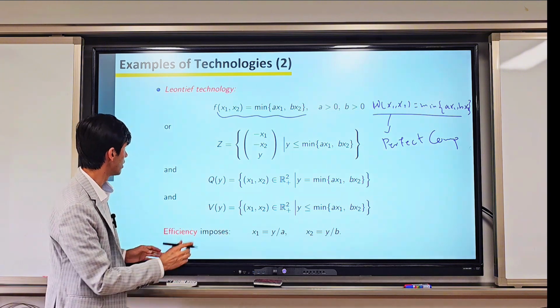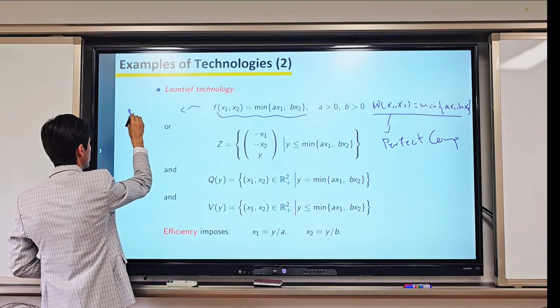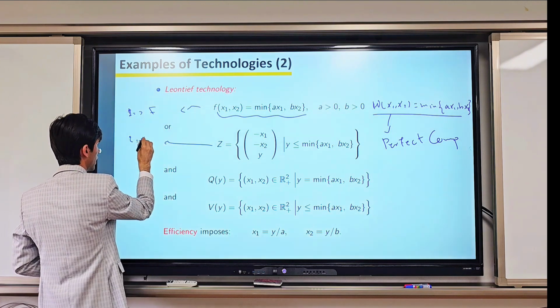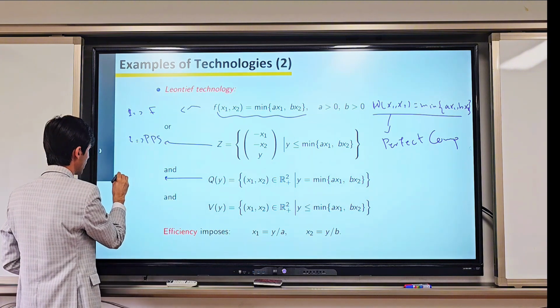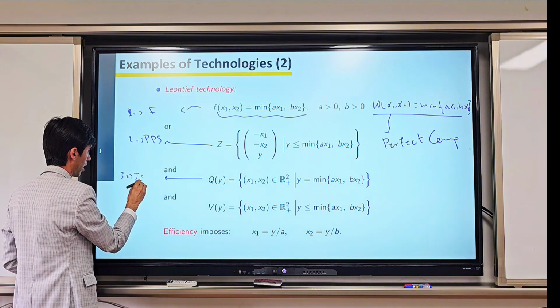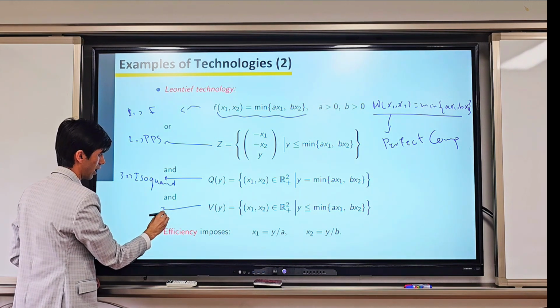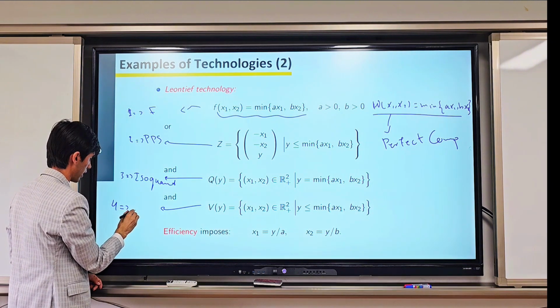So this is, again, the four things. Number one is your production function. Number two is our production possibility set. Number three, our isoquant. And number four is our input requirement set.